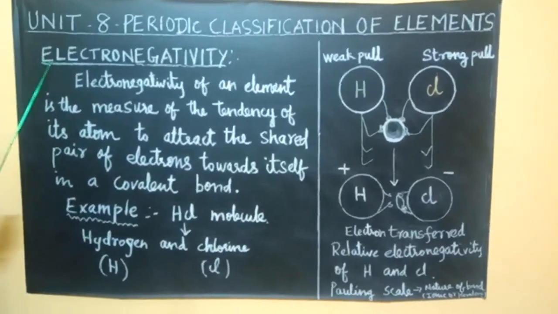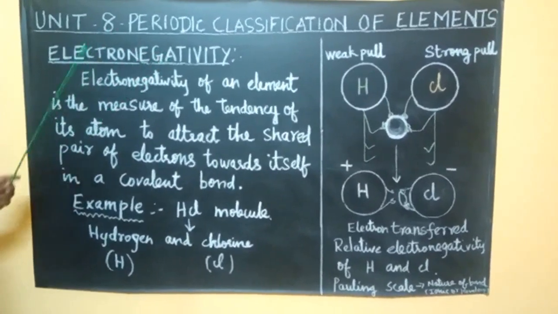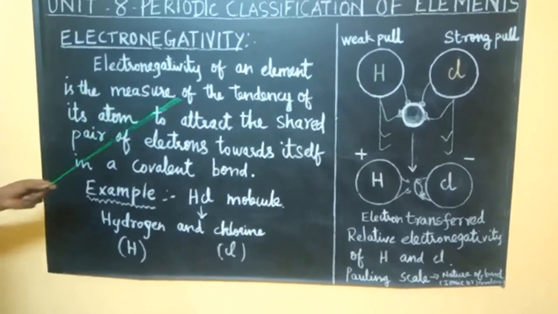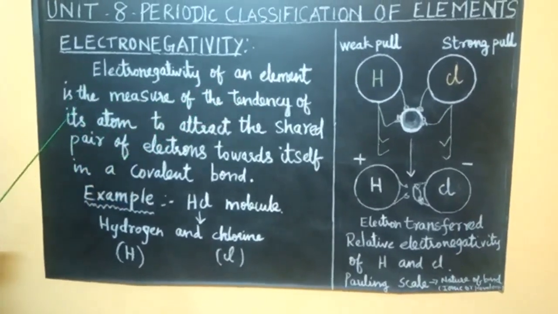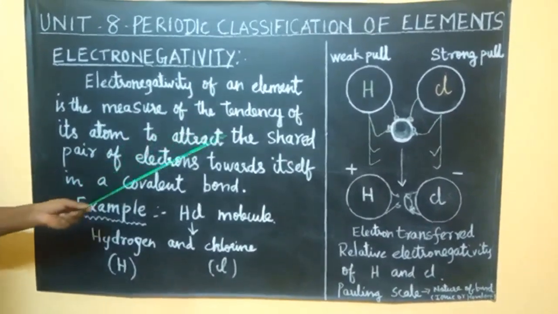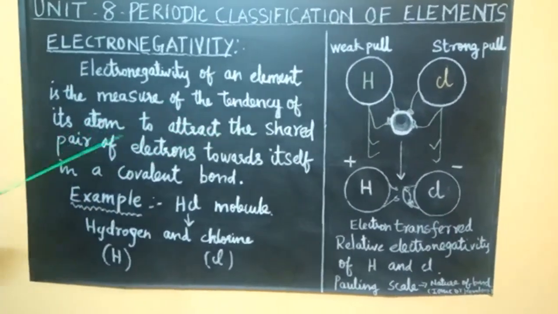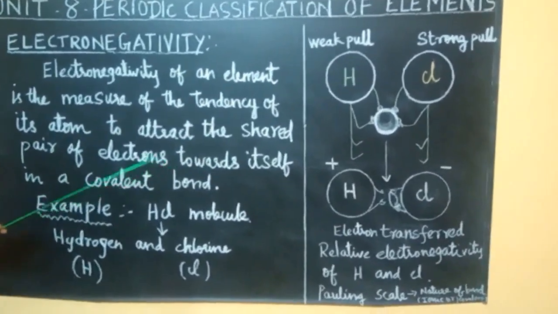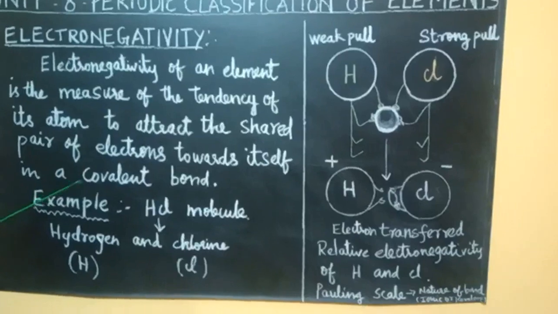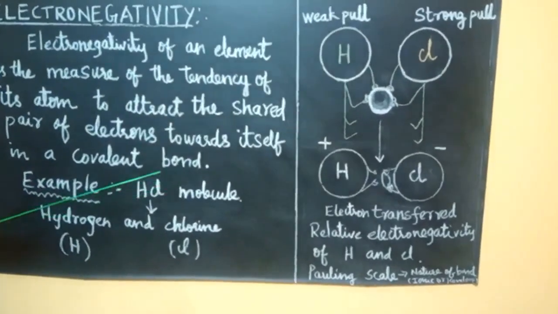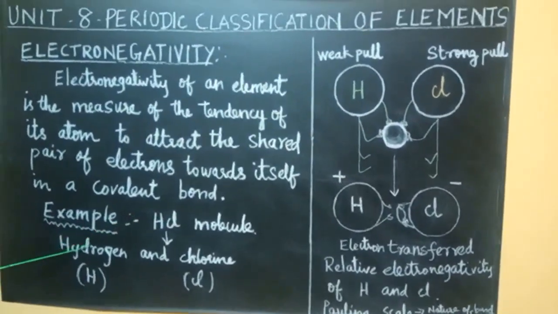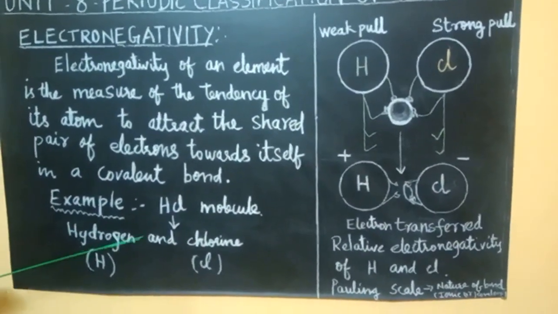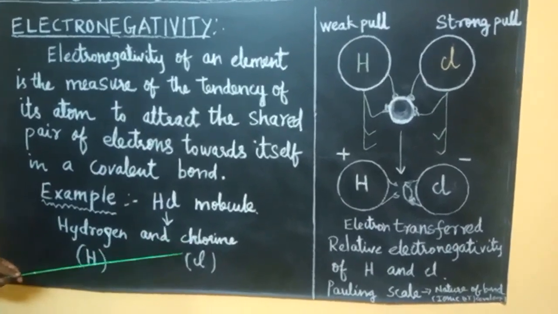Today we are going to see about electronegativity. Electronegativity of an element is the measure of the tendency of its atom to attract the shared pair of electrons towards itself in a covalent bond. Let us see an example: the HCl molecule. HCl is a combination of hydrogen and chlorine. Hydrogen is H, and the chlorine symbol is Cl.